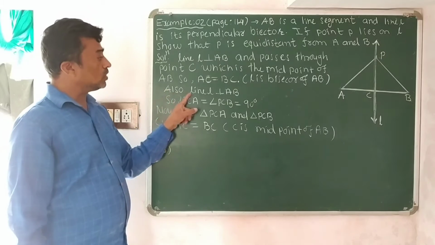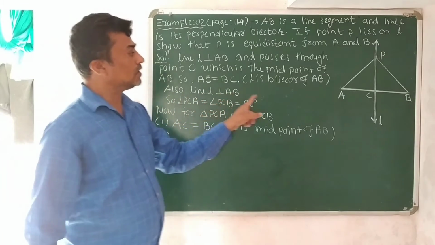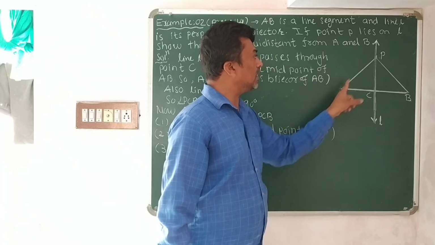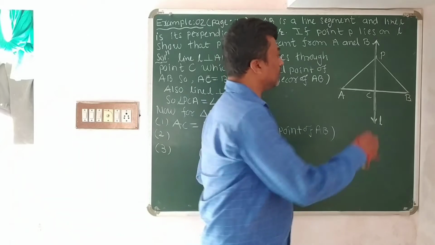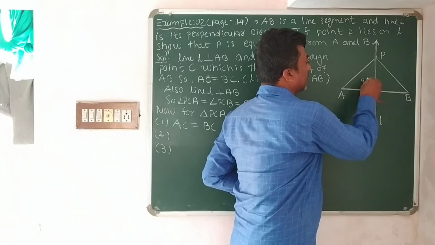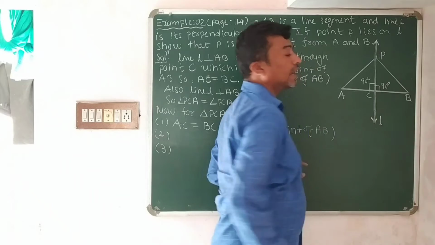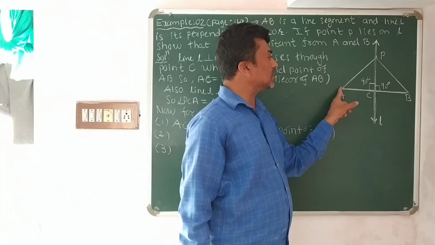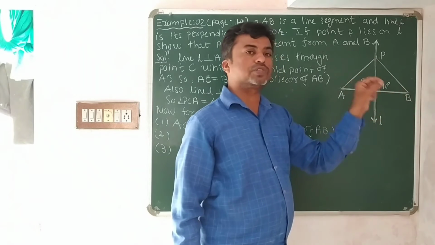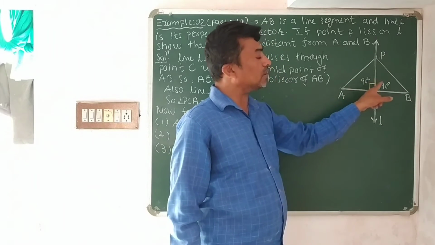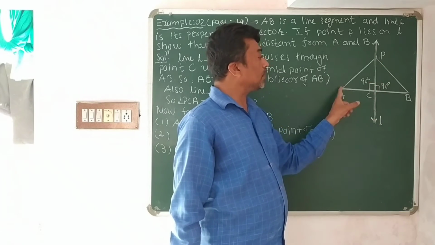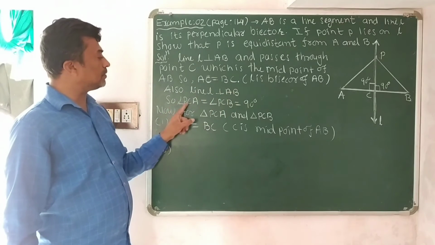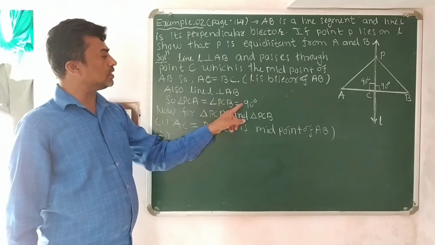Also, line L is perpendicular to AB. See, children, this is line L perpendicular to AB. So angle PCA and angle PCB are both equal, and they have the same measurement, 90 degrees. And their measurement is what? 90 degrees, because line L is perpendicular to AB. So angle PCA is equal to angle PCB is equal to 90 degrees.